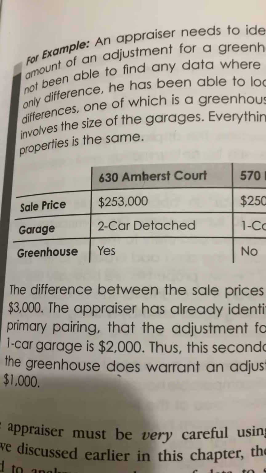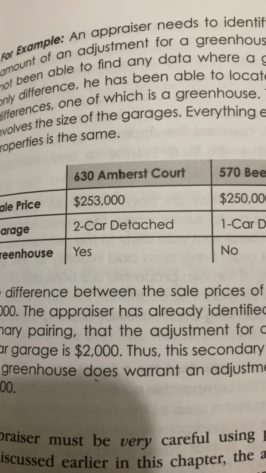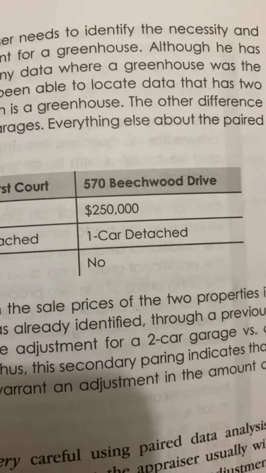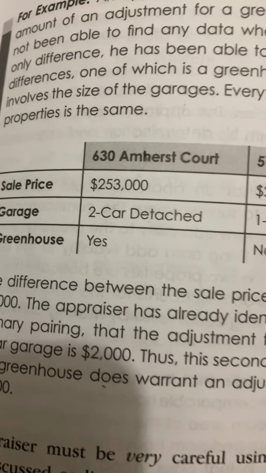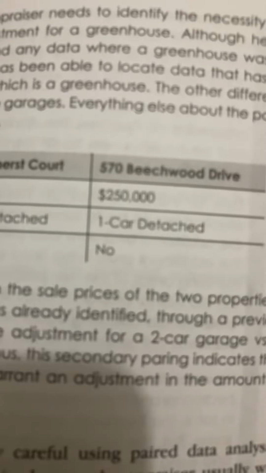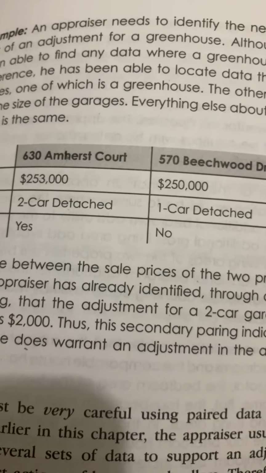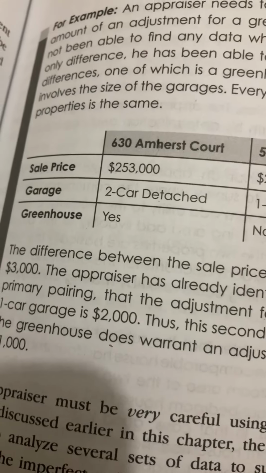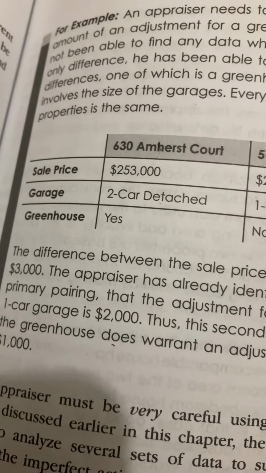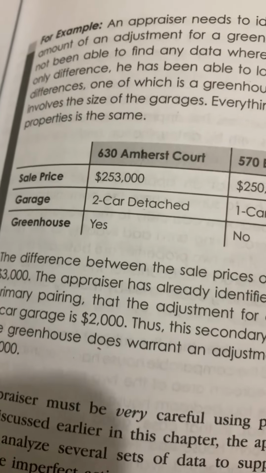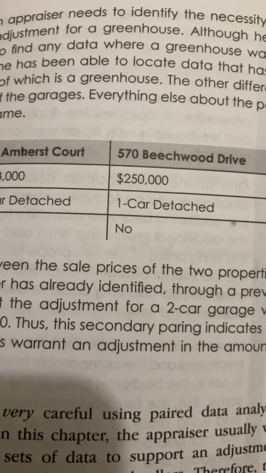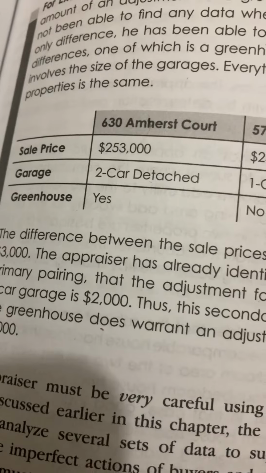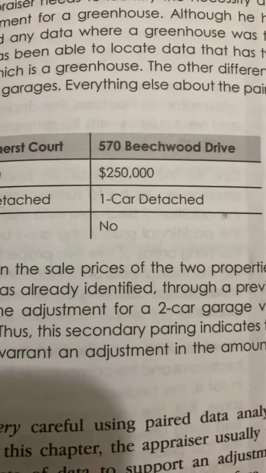Here are the two comps: 630 Amherst Court and 570 Beechwood Drive. The sale price for Amherst is $253,000. The sale price for Beechwood is $250,000. Amherst has a two-car detached garage, and Beechwood had a one-car detached garage. Amherst had a greenhouse, and Beechwood didn't.